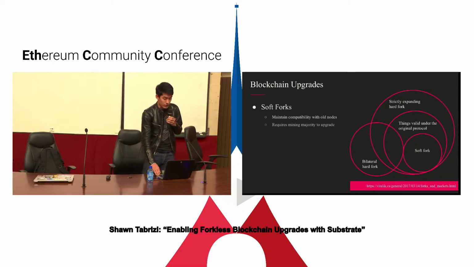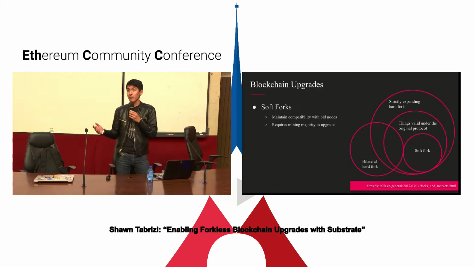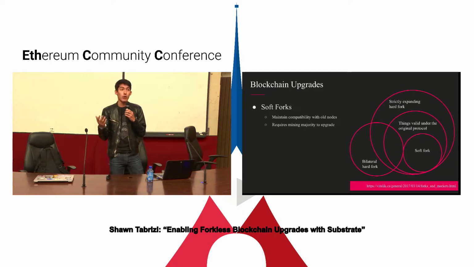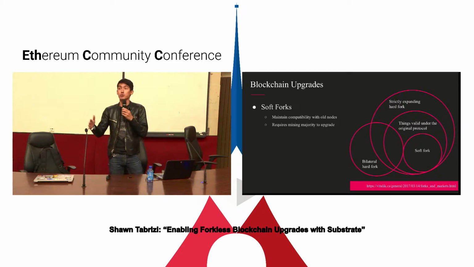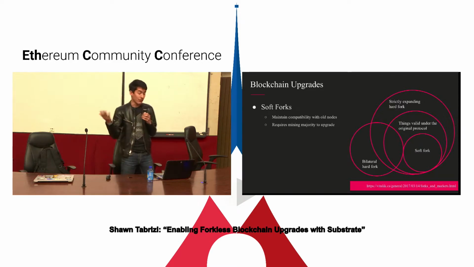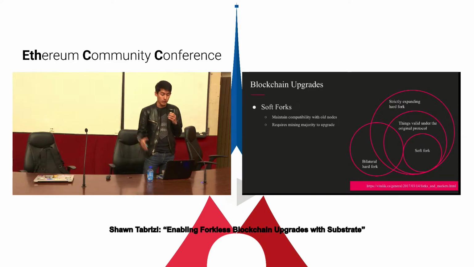But what you still have to do to upgrade the network is to have the majority of nodes actually upgrade that software. So even though old nodes stay on the old software and continue to work, the majority of nodes have to upgrade such that more blocks can be produced with the new logic than the old logic. Soft upgrades are something that we use all the time, and it's actually a really good upgrade mechanism.